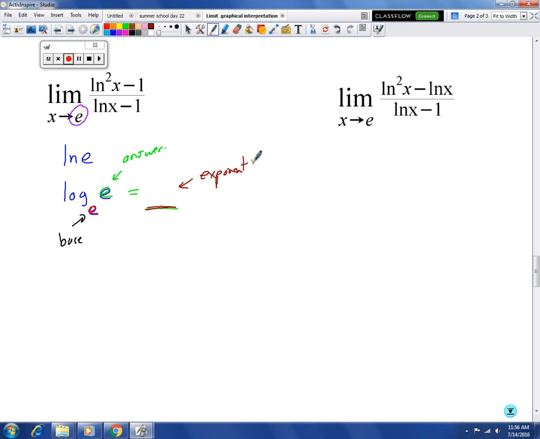So I'm really finding an exponent. This base, red e, to some power, is supposed to equal this green e. Well, exponent 1. The answer is 1. So natural log of x, when I plug in e, is 1. 1 minus 1, that's 0. So we got 0 in the denominator. That's not good.